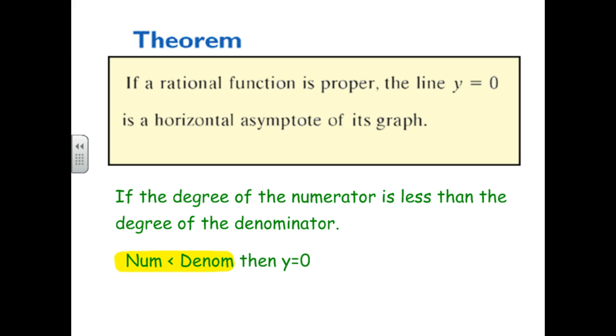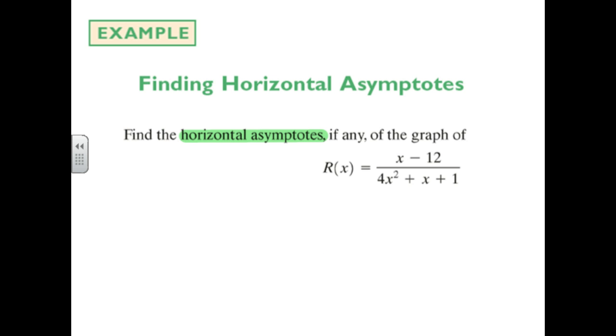Here's how to find those horizontal asymptotes. If the numerator is less than the denominator, then y is at 0. Here the degree of the numerator is 1. The degree of the denominator is 2. So if the numerator degree is less than the denominator degree, the horizontal asymptote is at y equals 0.